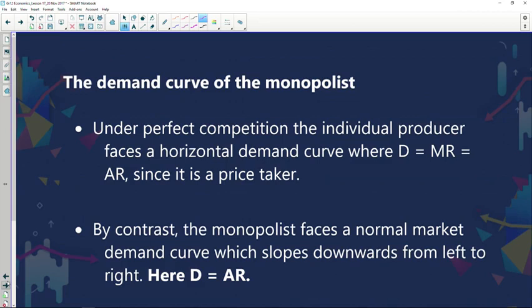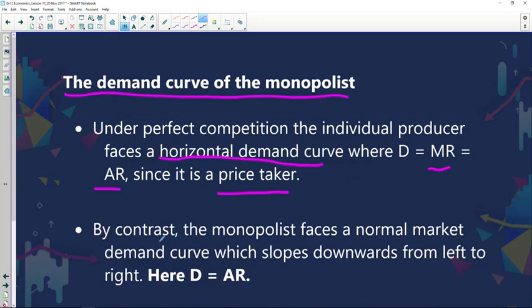And now we're going to look at the demand curve of the monopolist. Now that we've looked at the two main groups that we deal with in most cases: under perfect competition, the individual producer faces a horizontal demand curve where D equals MR equals AR, since it is a price taker. Okay, so we're going to be looking at what the demand curve would look like under perfect competition.